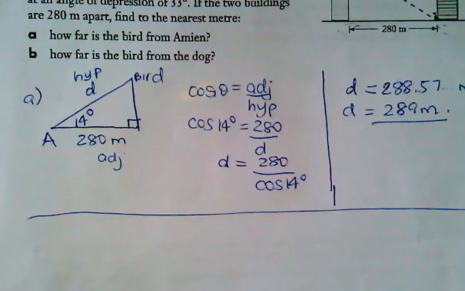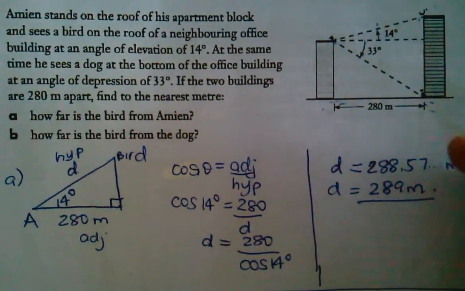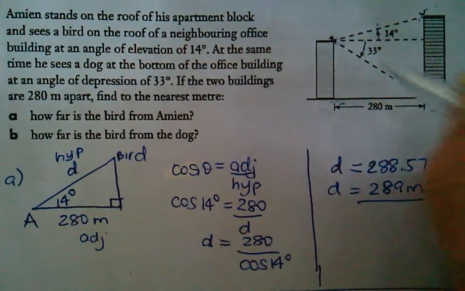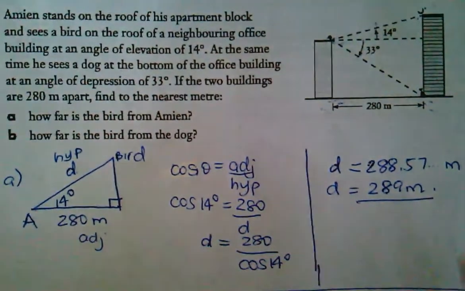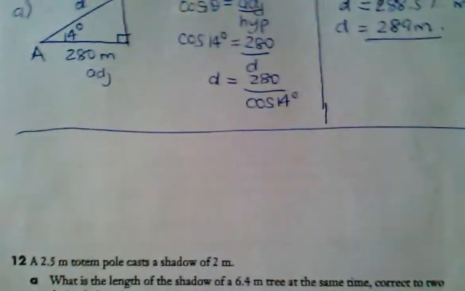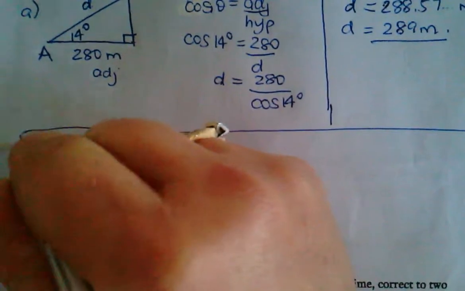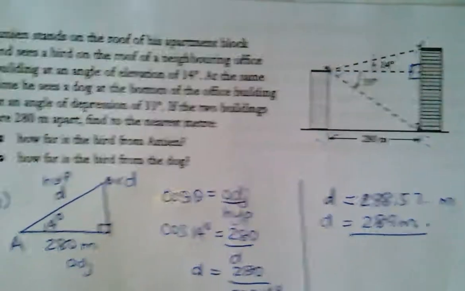Okay, now for part B, how far is the bird from the dog? We can't work that out using the one triangle. We're going to have to work with this lower right angle triangle. We're only working with right angle triangles at the moment. So we've got a right angle up there and a right angle down there. So we're going to draw that bottom triangle for part B, where the angle of depression is 33 degrees.